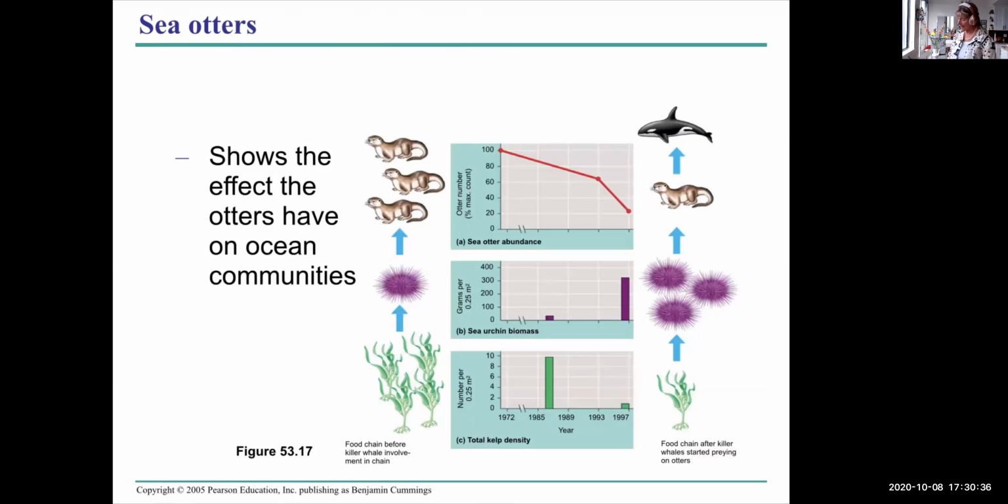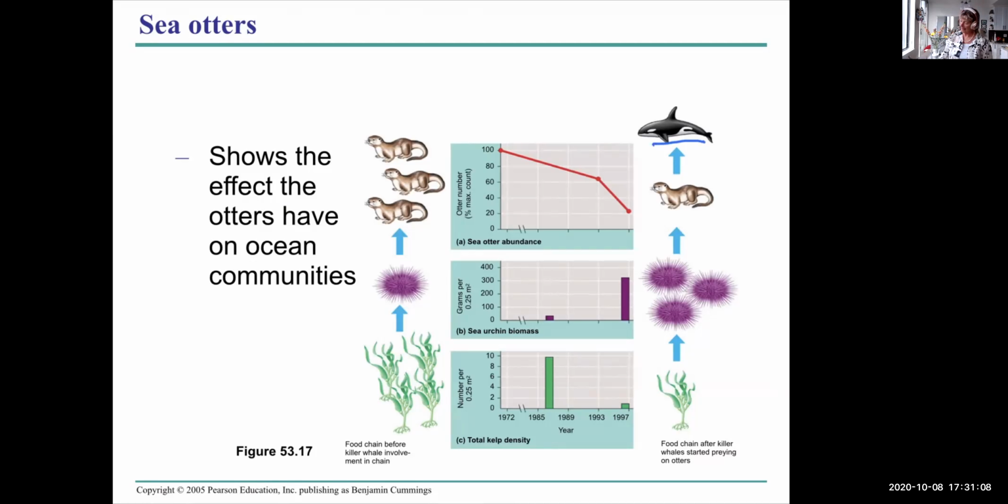Another case of keystone species are otters. So the sea otter, this is very interesting because this looks like a river otter, but it's not supposed to be. It's supposed to be a sea otter. And these are killer whales. If there are a lot of killer whales, they will keep this sea otter population down because killer whales do eat sea otters.